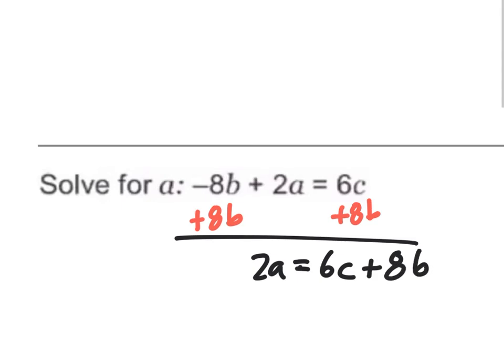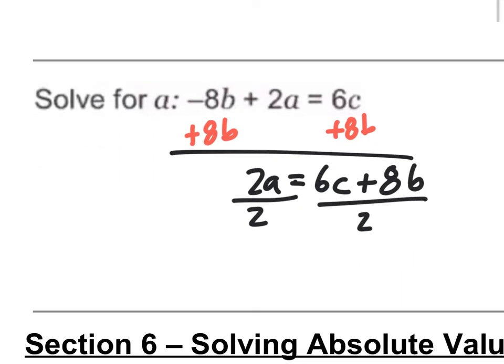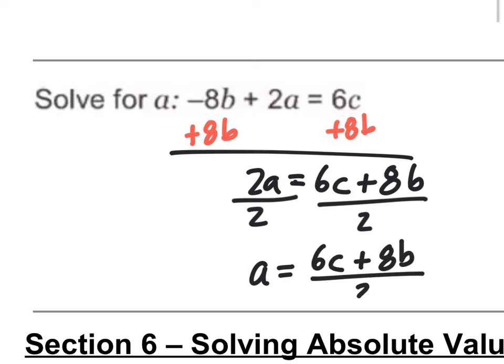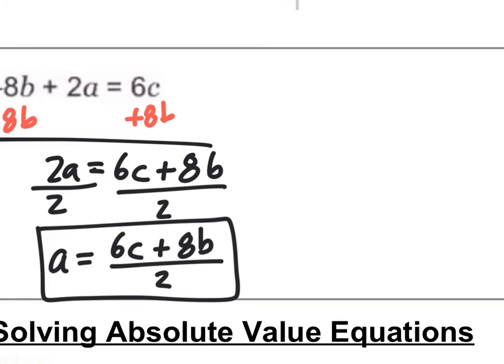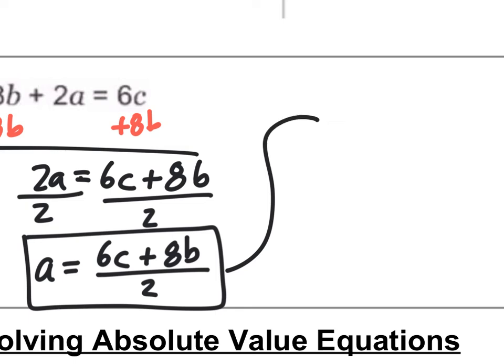Now these are not like terms. I can't combine these. I can't even factor out a common value because I have a different value of c and then b. Now, if I divide both sides by 2, then I get a is equal to 6c plus 8b all divided by 2. And that's my answer. Now, I can rewrite this and simplify it even further.